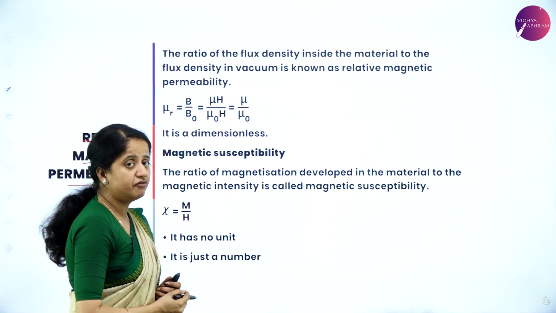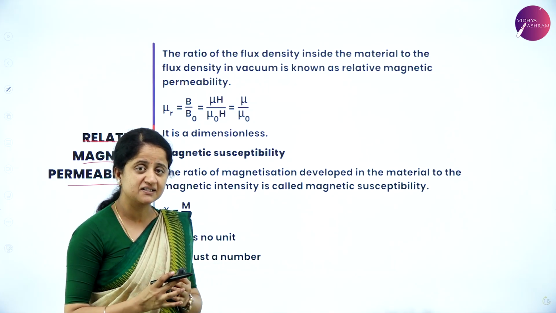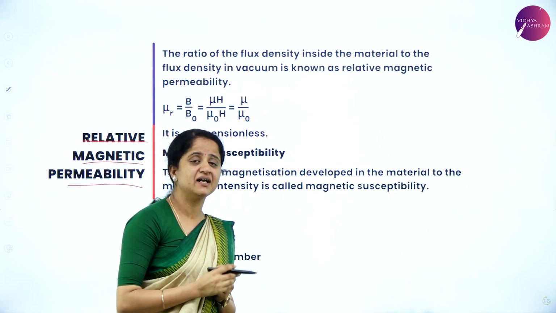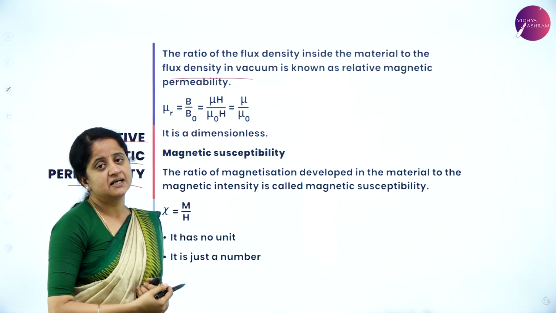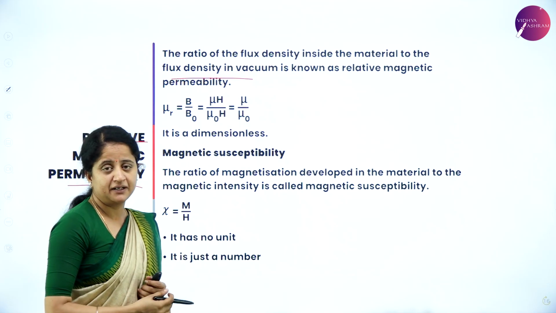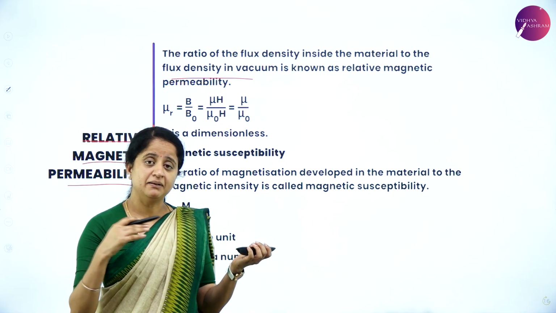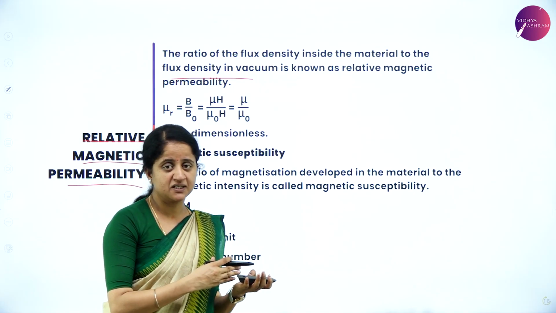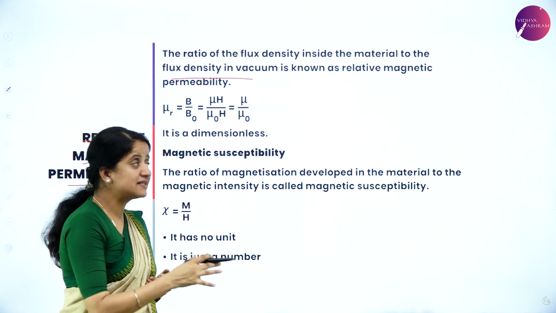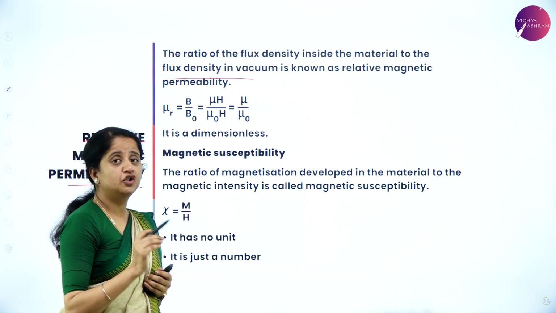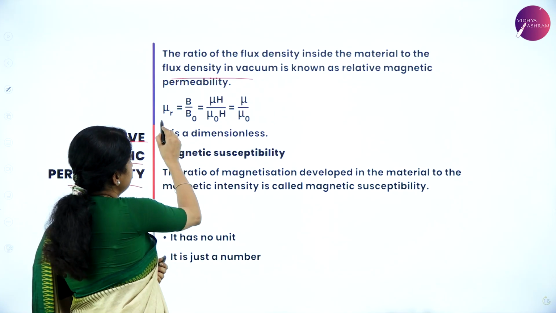The ratio of the flux density inside the material, what do you mean by flux density? It is nothing but the number of magnetic field lines inside the material, to the flux density in vacuum, is known as the relative magnetic permeability. We know magnetic permeability is the ability of the number of field lines to pass through the substance. So the ratio of the magnetic flux density inside the material to the flux density in vacuum is known as the relative magnetic permeability.